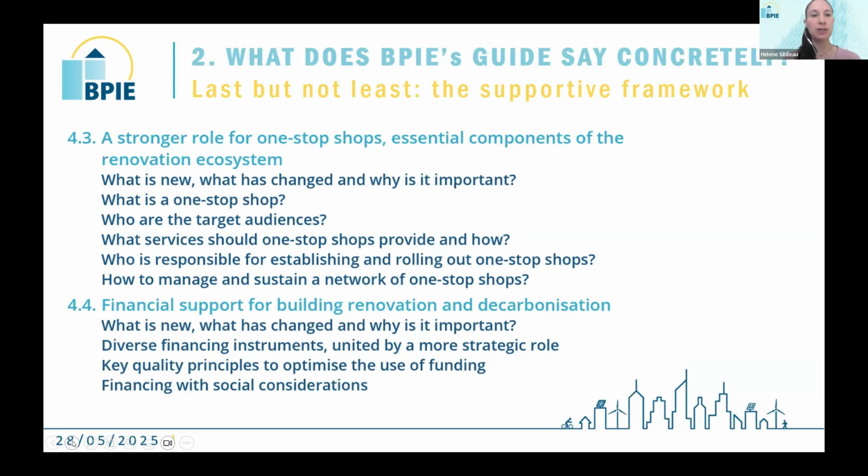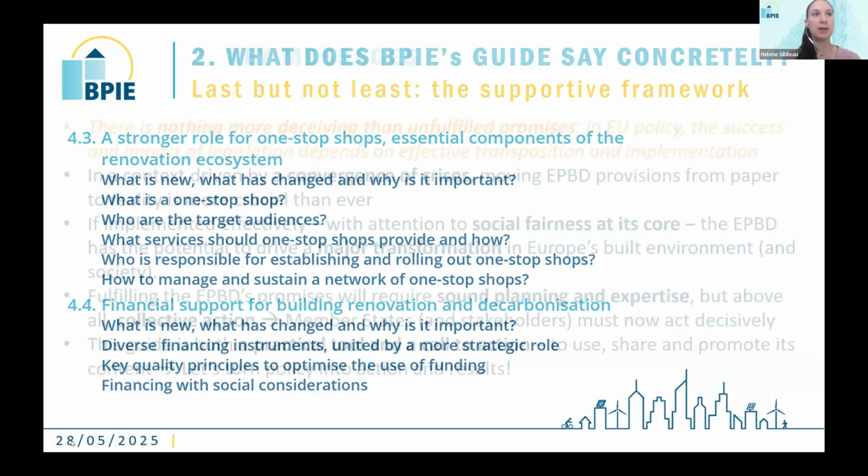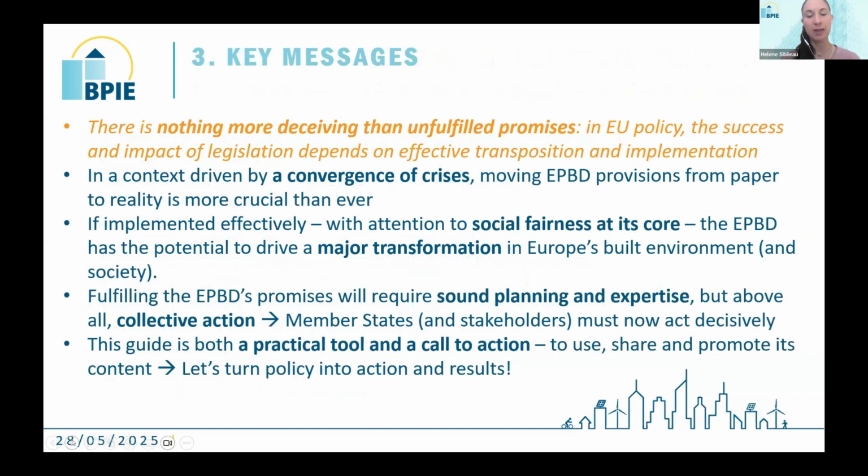And we finish with a key component, of course, of the EPBD, financial support for building renovation and decarbonization, explaining the diverse financing instruments that the EPBD proposes to member states. And then we outlined some key quality principles to optimize the use of funding, especially public funding, finishing with the social consideration and how to make sure that financial support reaches the most vulnerable and those who need it the most.